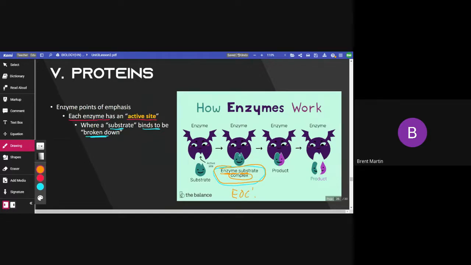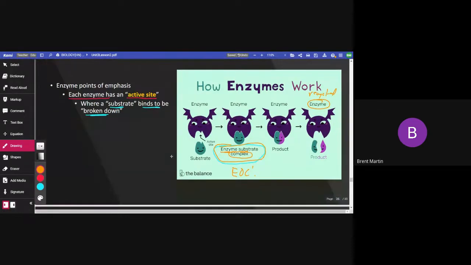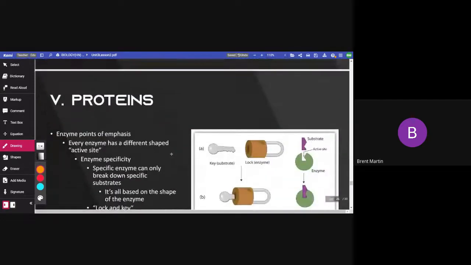What it'll do is it'll digest this thing into two different things, then it releases them, and then this enzyme can go and be recycled. It can be reused, right? It doesn't just disappear. It can go on, find another substrate, and break that substrate down also.